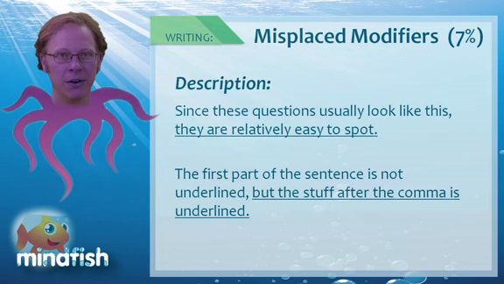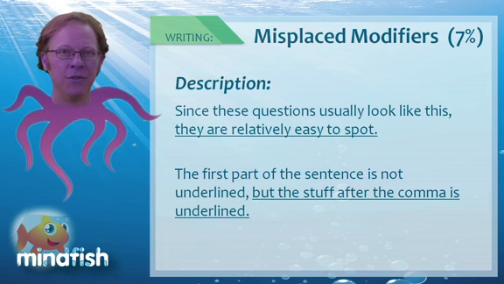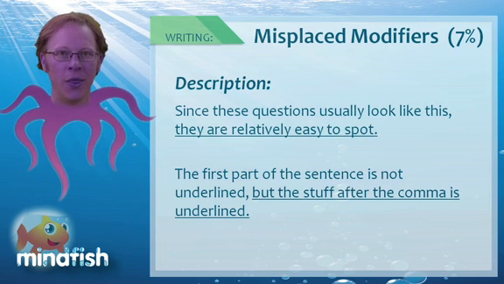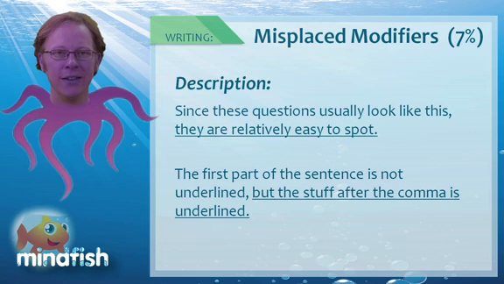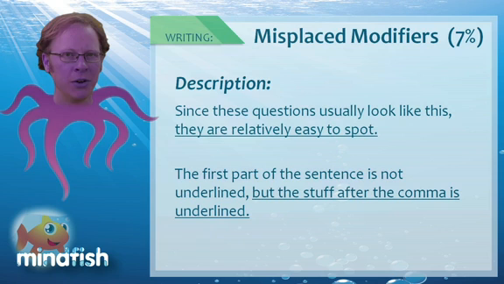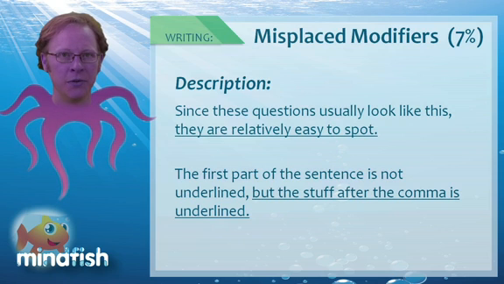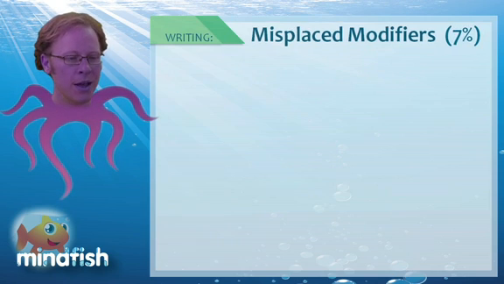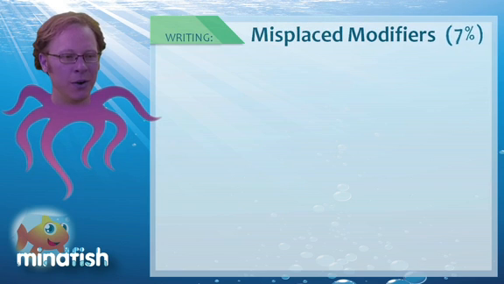Basically what's happening here is that the first part of the sentence that ends with the comma is describing someone or something. That person or that thing needs to go right after the comma. This might sound a little bit crazy, but I think it'll make sense when we dig into a few examples in a second. What should we do with these misplaced modifier questions?